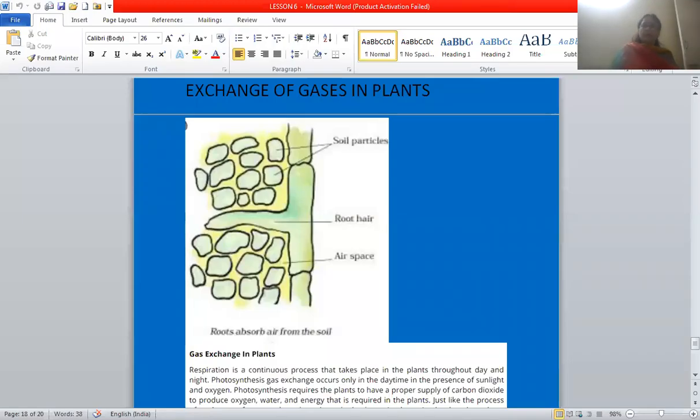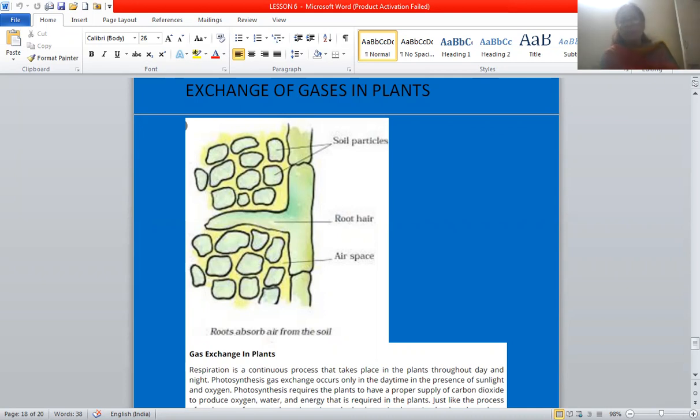Good morning, students. This is class 10 science, lesson 6, life processes. In our last class, we have studied about types of respiration and flow chart of respiration. Today, we will study about respiration in plants.